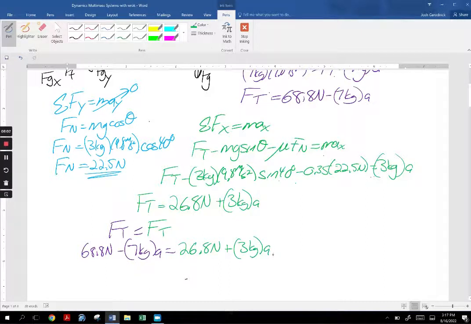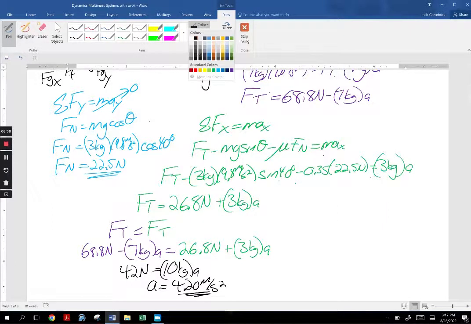Time to combine like terms. We have a 7A and a 3A, which is going to become 10A. And I can subtract the 26.8 over. That's way too convenient in terms of how clean that cleans up. That's 42 newtons equals 10A, well, 10 kilograms times A, and acceleration is 4.20 meters per second squared. Weird, when I did it before this, I got 4.18. I wonder.